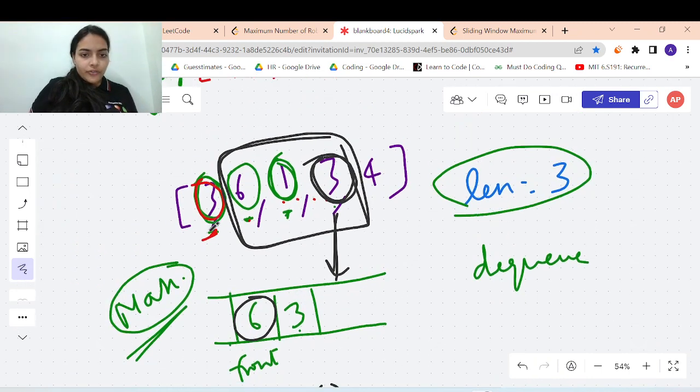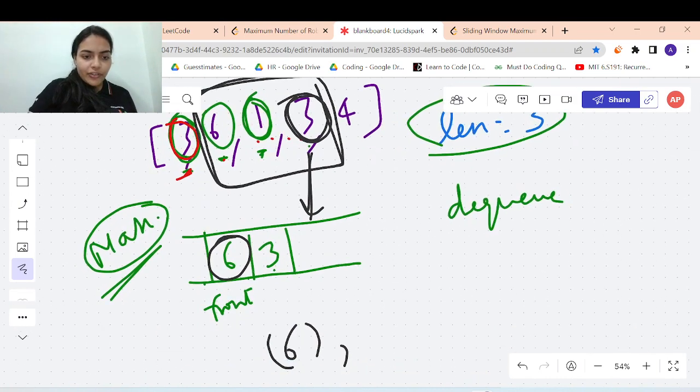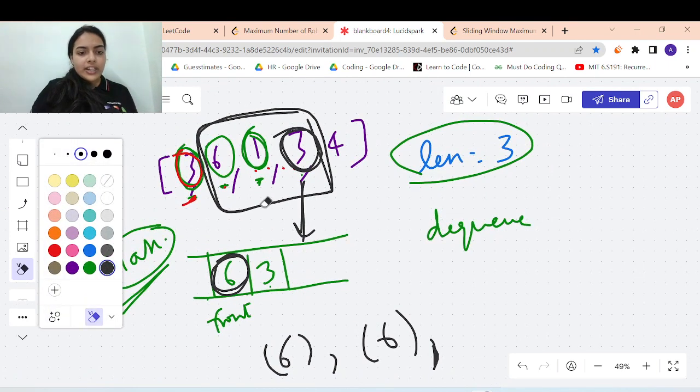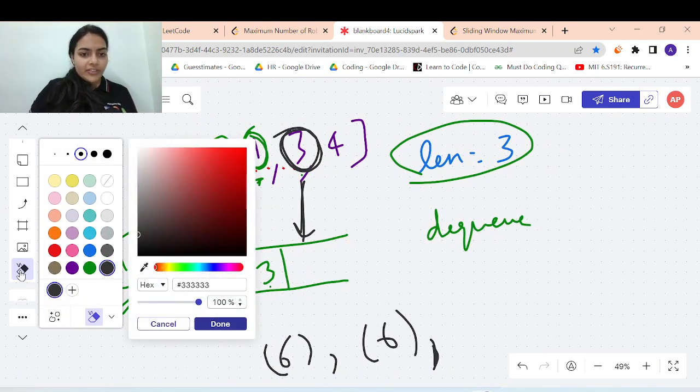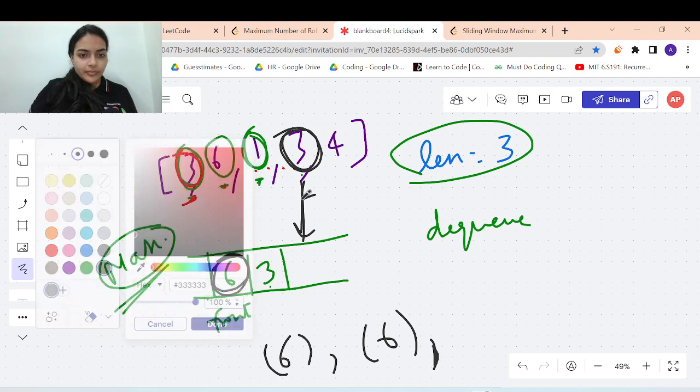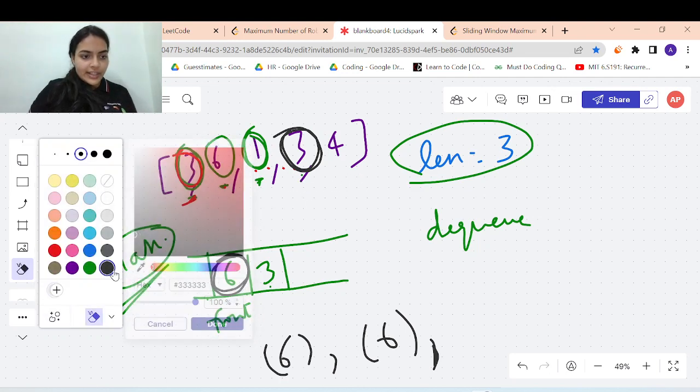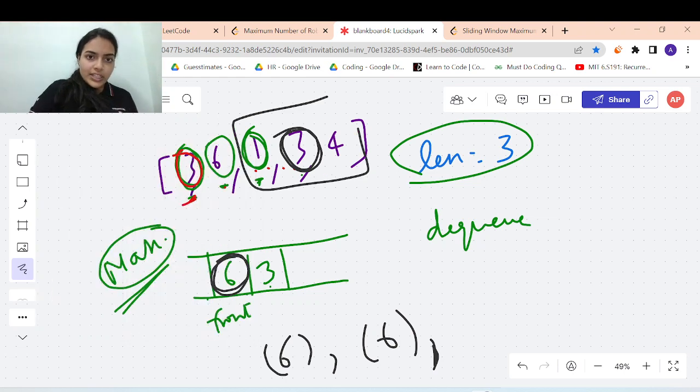So now for this subarray, what is the answer? The front element is still the answer. So for the second subarray also, the answer is 6. The maximum element is 6. Okay, now let's continue again. Now we have the next subarray. Let me just erase this arrow. Okay. And let's consider the last subarray. So this is the last subarray.